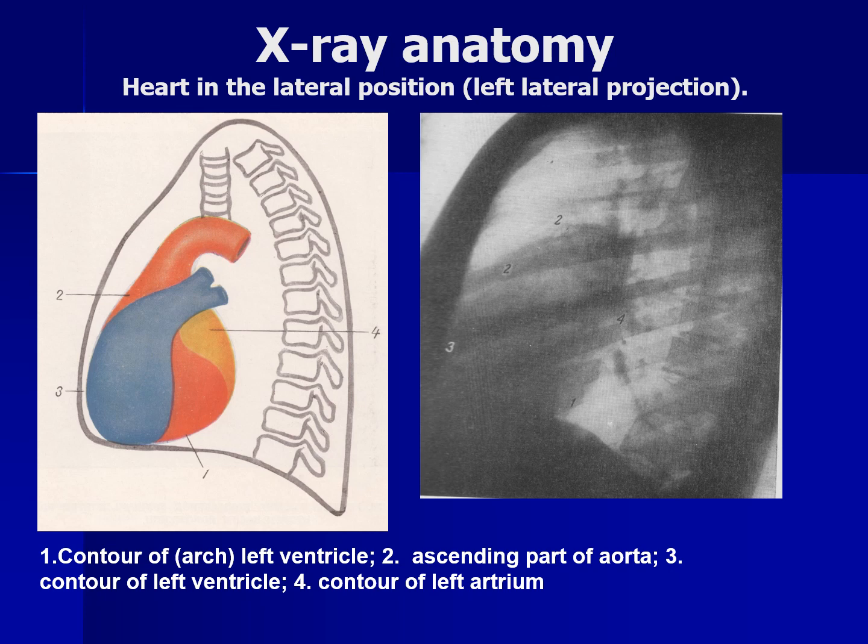And X-ray anatomy of the heart in left lateral projection. Here we can see the contour of the left ventricle, ascending part of the aorta, contour of the left ventricle, and contour of the left atrium.